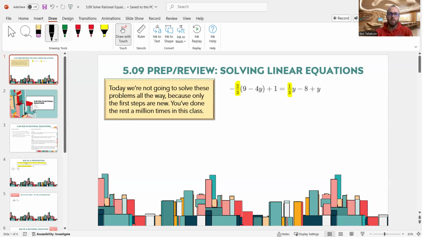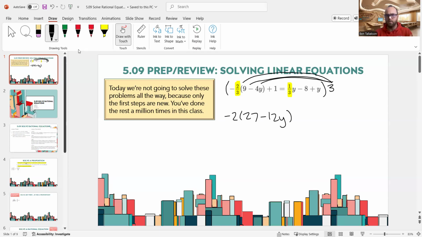we want to multiply by 3, but we can't just multiply one side of the equation or one part of it. We have to multiply everything times 3. So let's do it. Before we do, I'm going to show you the most common mistake. So what people do is they go here and they go, okay, the 3's cancel out, -2. Then they go here, 9 times 3. Then they go distribute again, -12y. And then continue on.